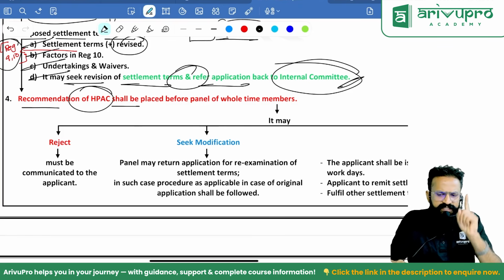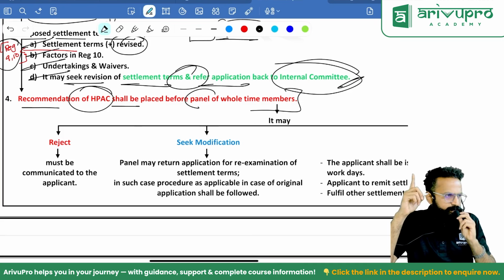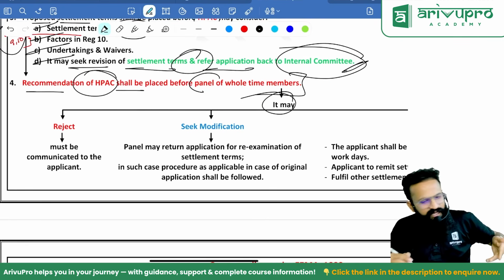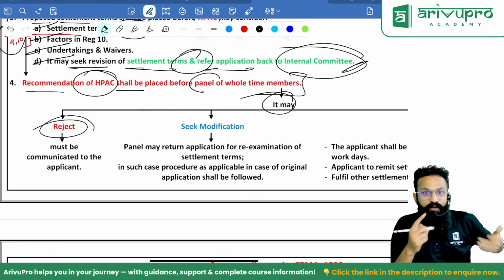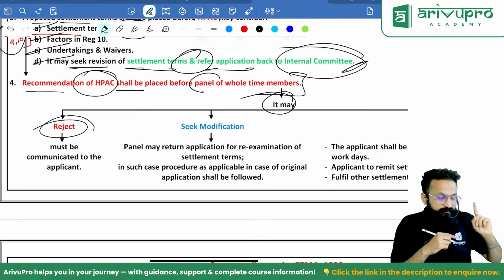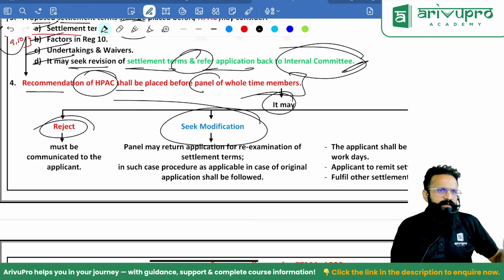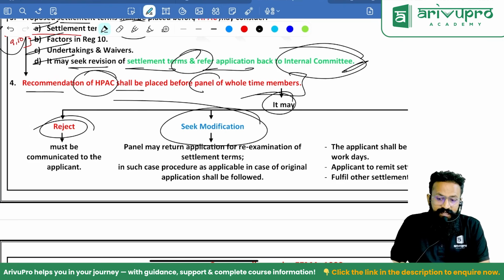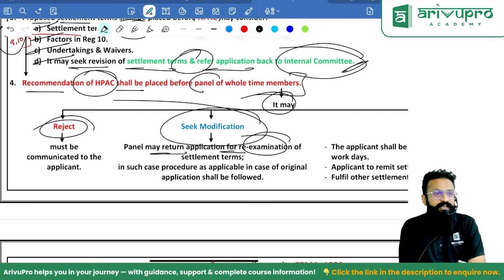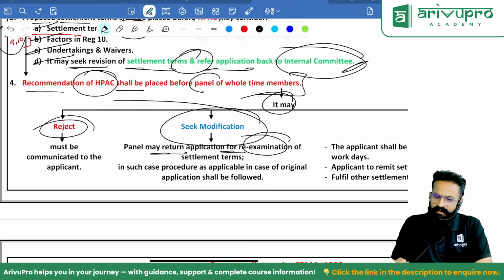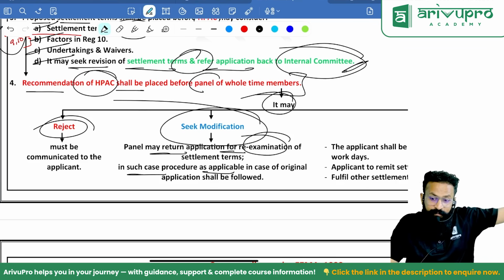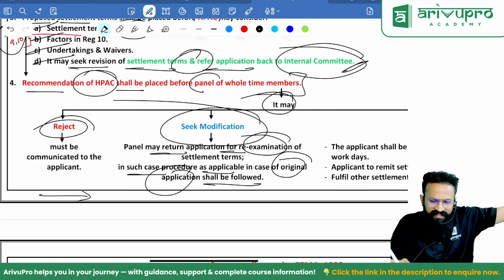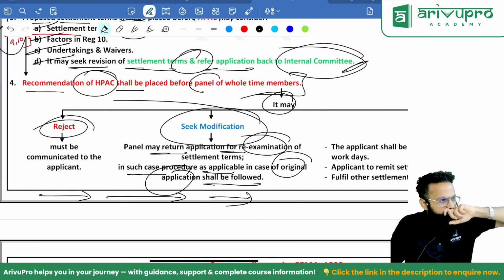Recommendation of HPAC shall be placed before the panel of whole-time members. Now, they have come from there to here. Directly I can still reject it. I am not bound by whatever HPAC says. They have kept it as 3 crore, I will put it as 5 crore. I can enhance it. That is allowed. Panel may return the application for re-examination also. In such case, procedure as applicable in case of original application shall be followed. Meaning again IC, again HPAC, then come to me.